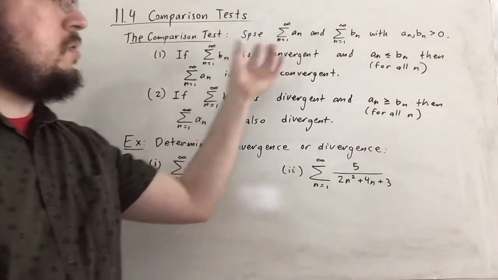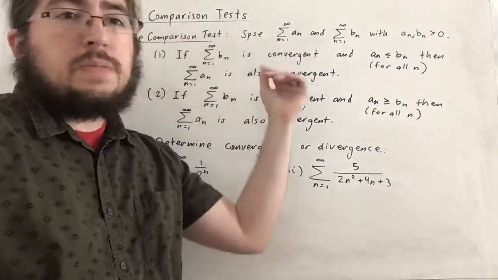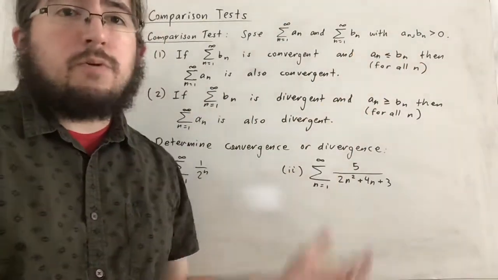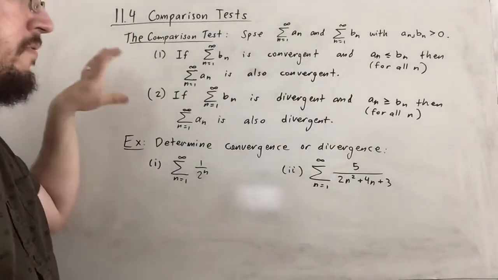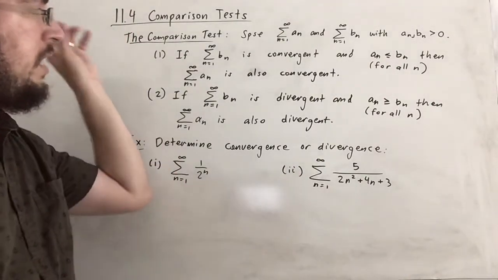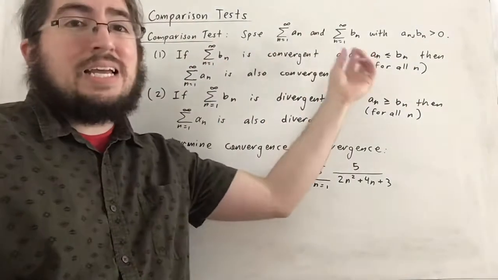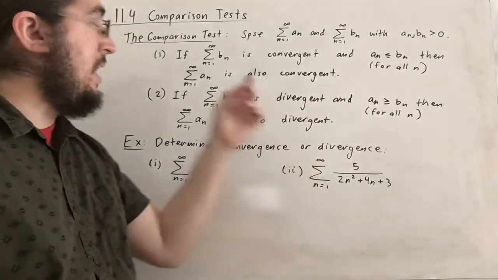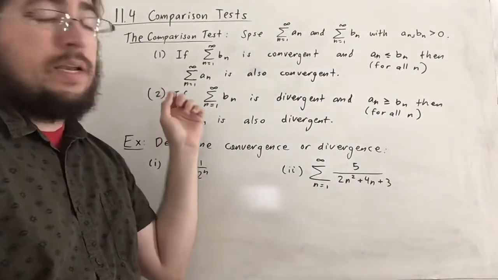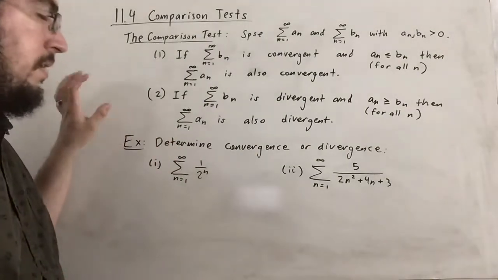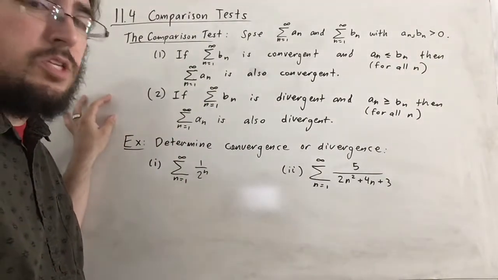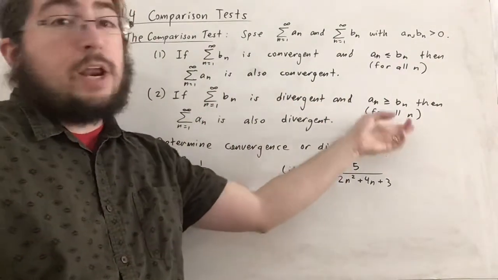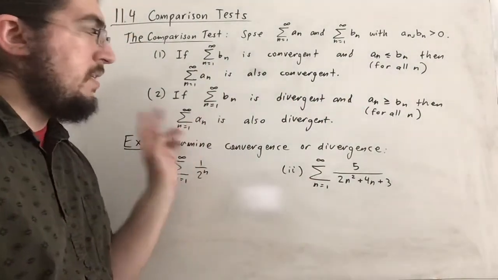So here, let's first suppose we have two series, the sum of a sub n and the sum of b sub n, of positive terms. So a sub n and b sub n are each greater than 0 for all n, okay? And the following two conditions hold. One, if the series b sub n is convergent and a sub n is less than or equal to b sub n for all natural numbers n, then the series a sub n is convergent. Conversely, with two, if the series of b sub n is divergent and a sub n is greater than b sub n, then that means the series of a sub n is divergent.